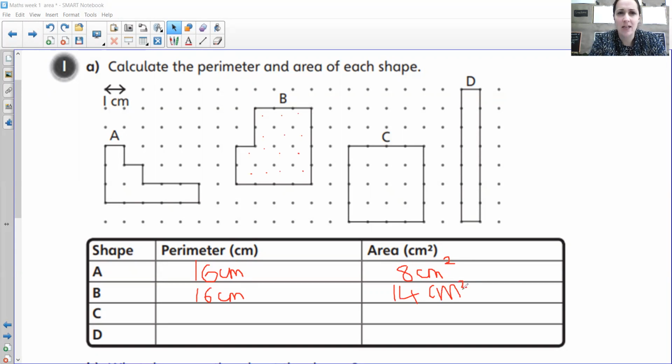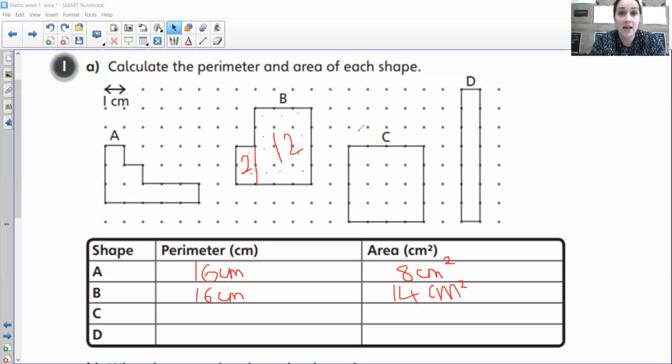Maybe by the end of this, I'll be better at writing on a computer screen. And remember, you could have turned this into 2 rectangles. So the area of this one would be 2 centimeters squared. The area of this one would be 3 times 4, which would be 12. And then you would add them together to get 14 centimeters squared. You can do it either way.